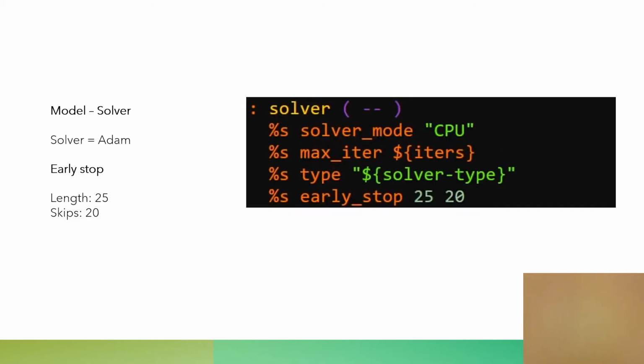For model solver, we have opted to go with Adam. Adam, while not as fast as stochastics, provides better solution, so that is the reason behind our choice. We have opted for an early stop of 25 and skips of 20.